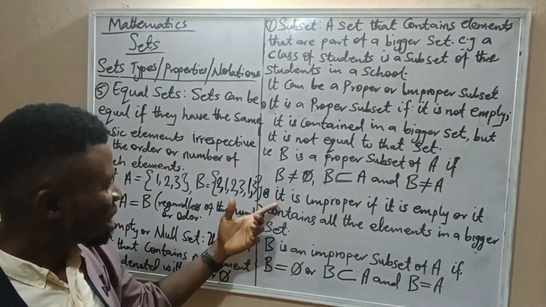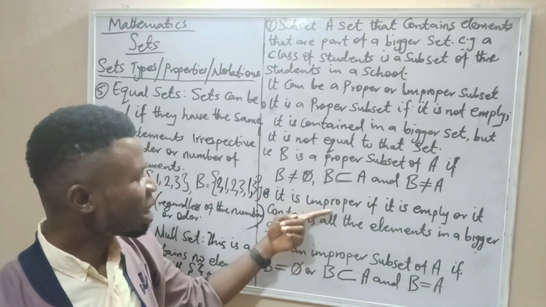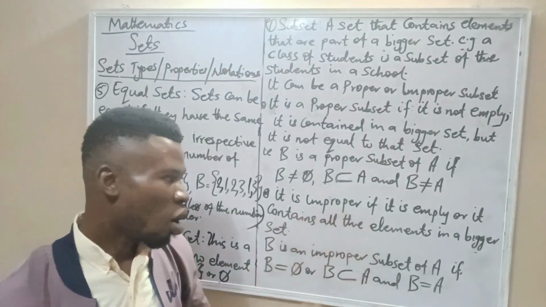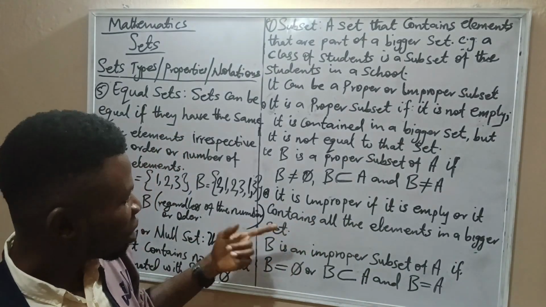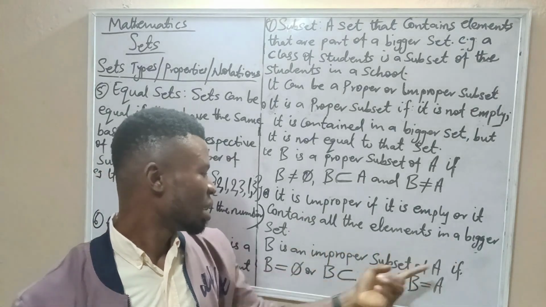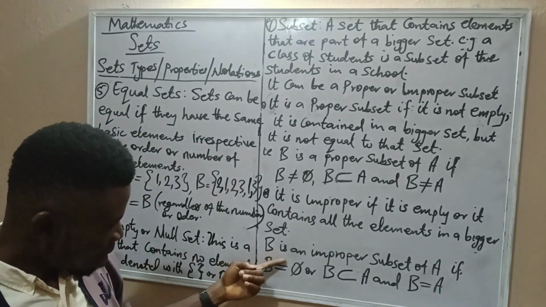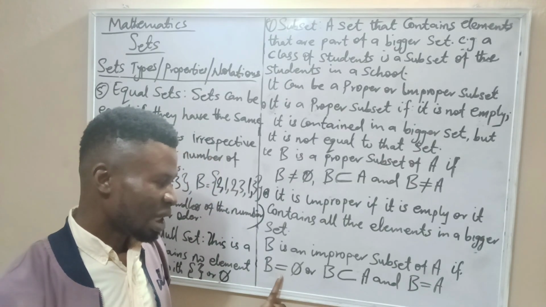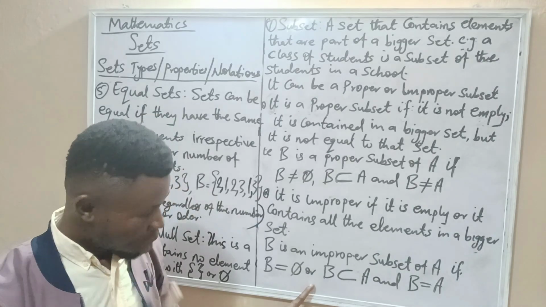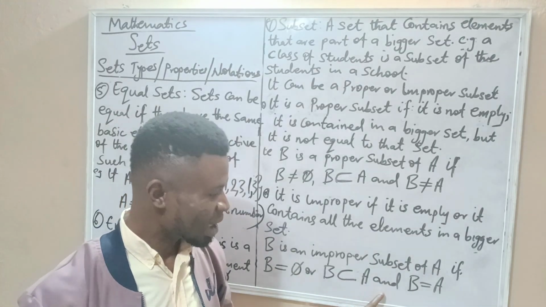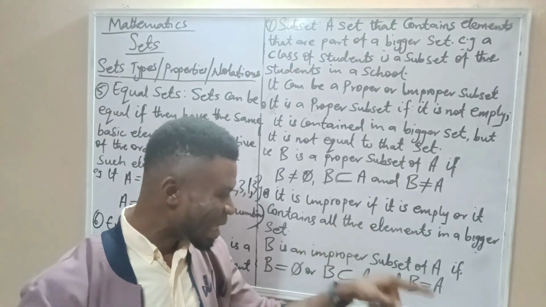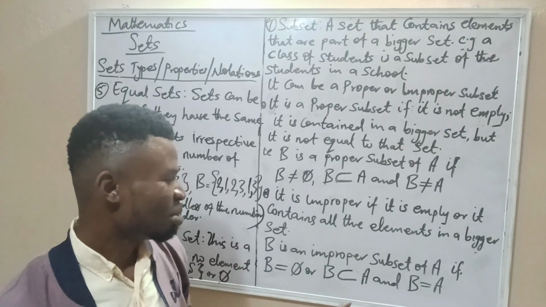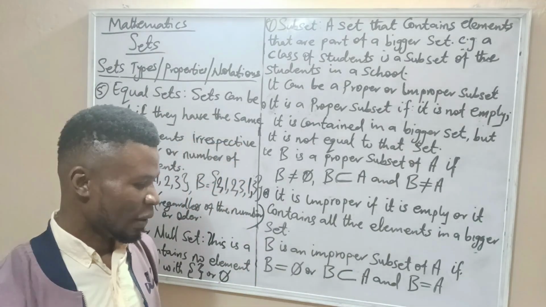Then another one is improper. That means it is an improper subset if it is empty. It's either it is empty, or it is contained, or it contains all the elements in a bigger set. B is an improper subset of A if either B is empty, that's when we consider it as improper, or B is contained in A and B is equal to A. That means all the elements in A are in B. That's when we say that B is an improper subset of A.